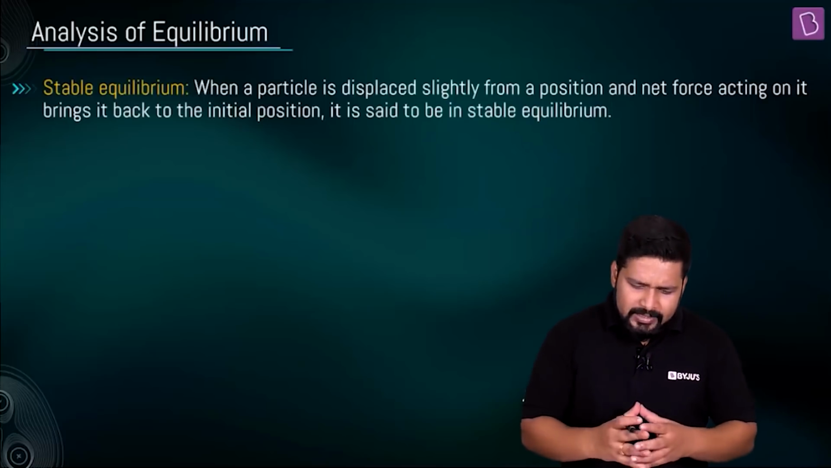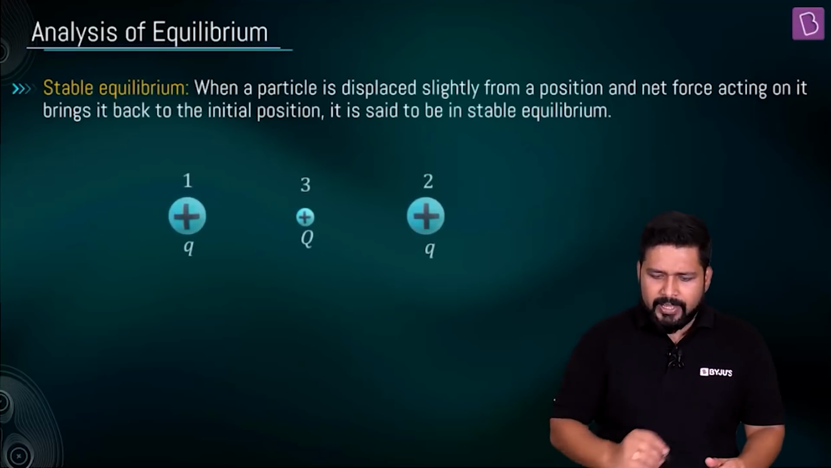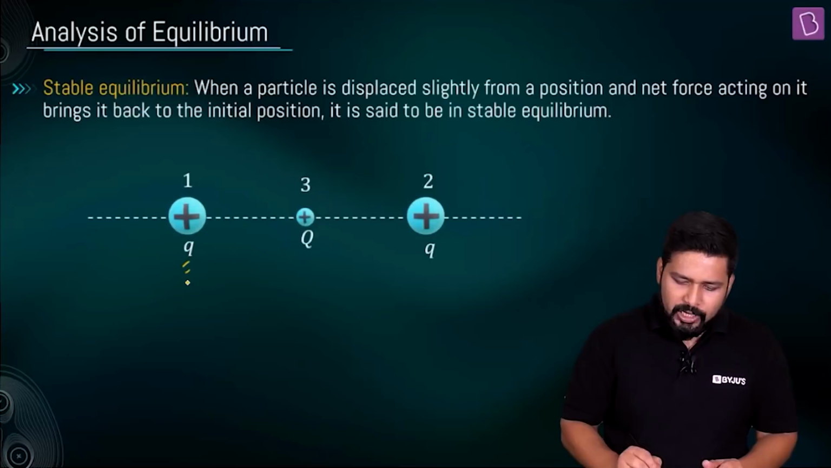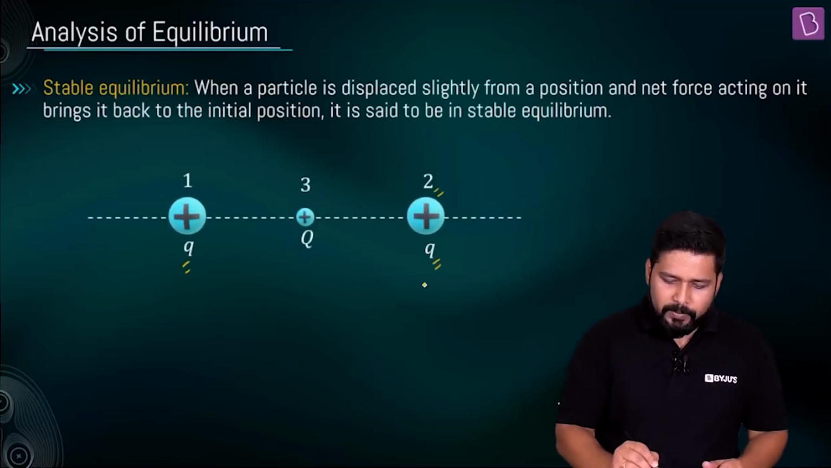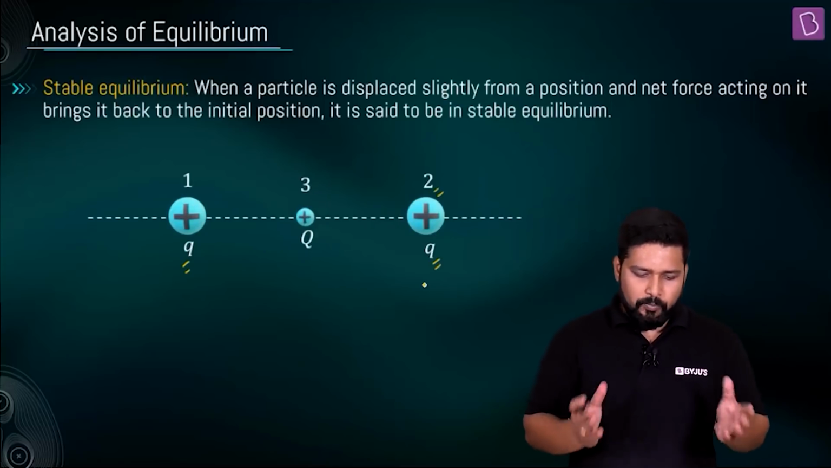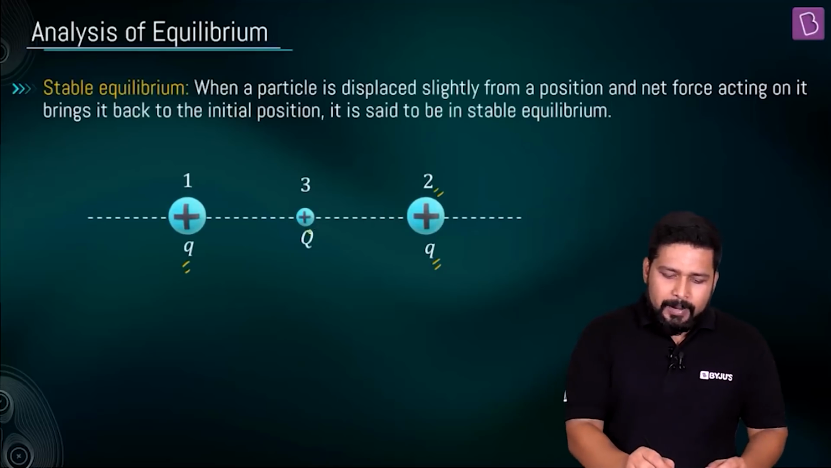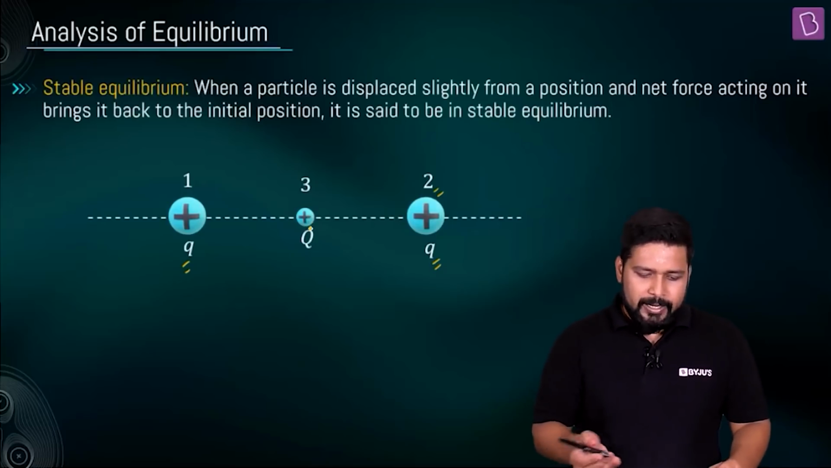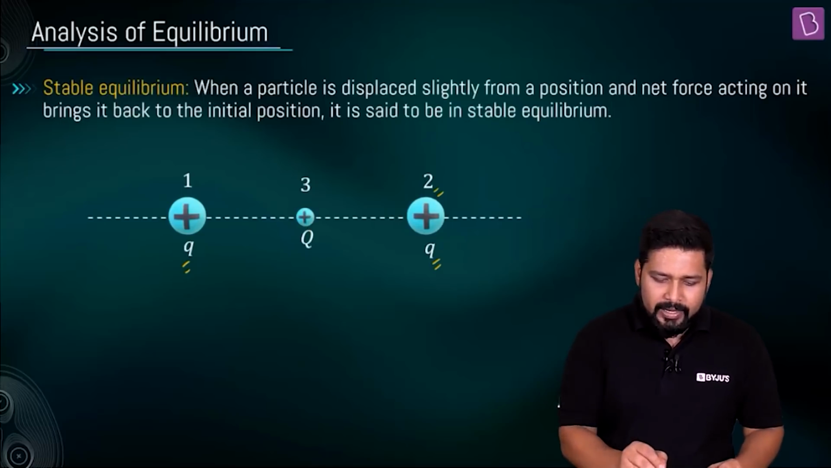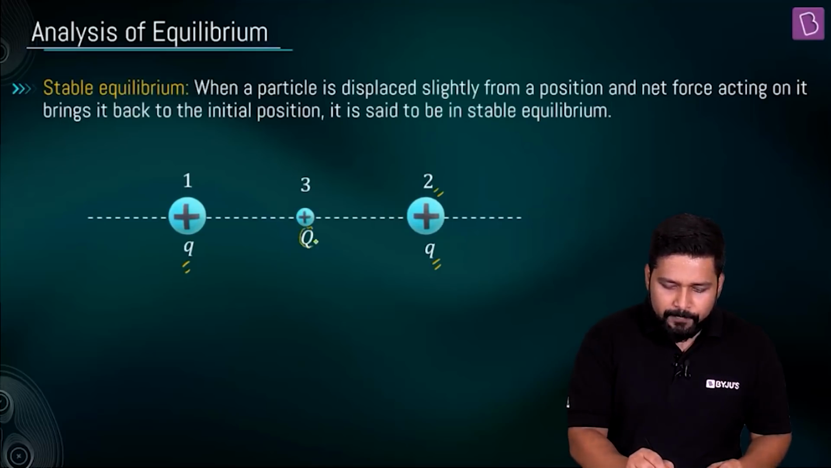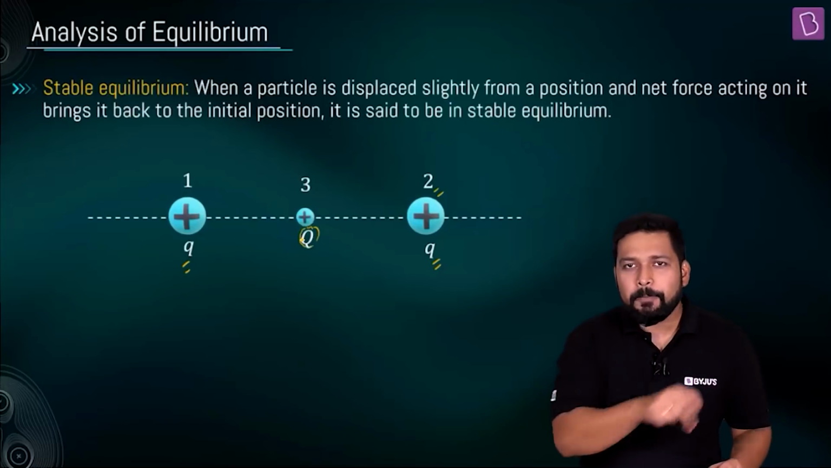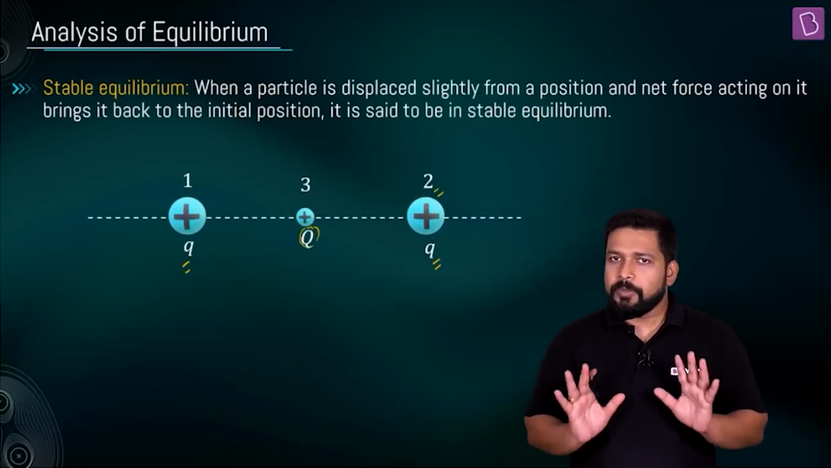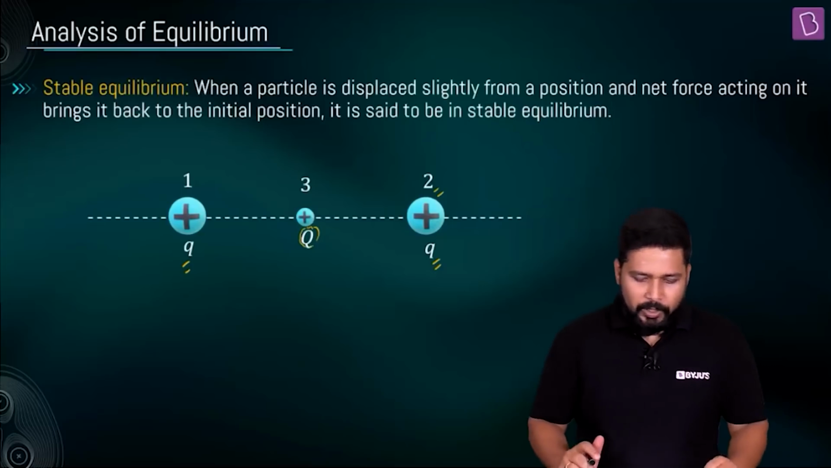We'll take a system of three charges. At point number 1 we have placed a charge q. At point number 2 we have also placed an equal charge q. Both of them are positive. And at point number 3, which is exactly at the center, of course we know that if both the charges are equal, and if this capital Q charge is at the midpoint of these two charges, definitely the net force on it is going to be equal to 0. We know that, right? Okay.